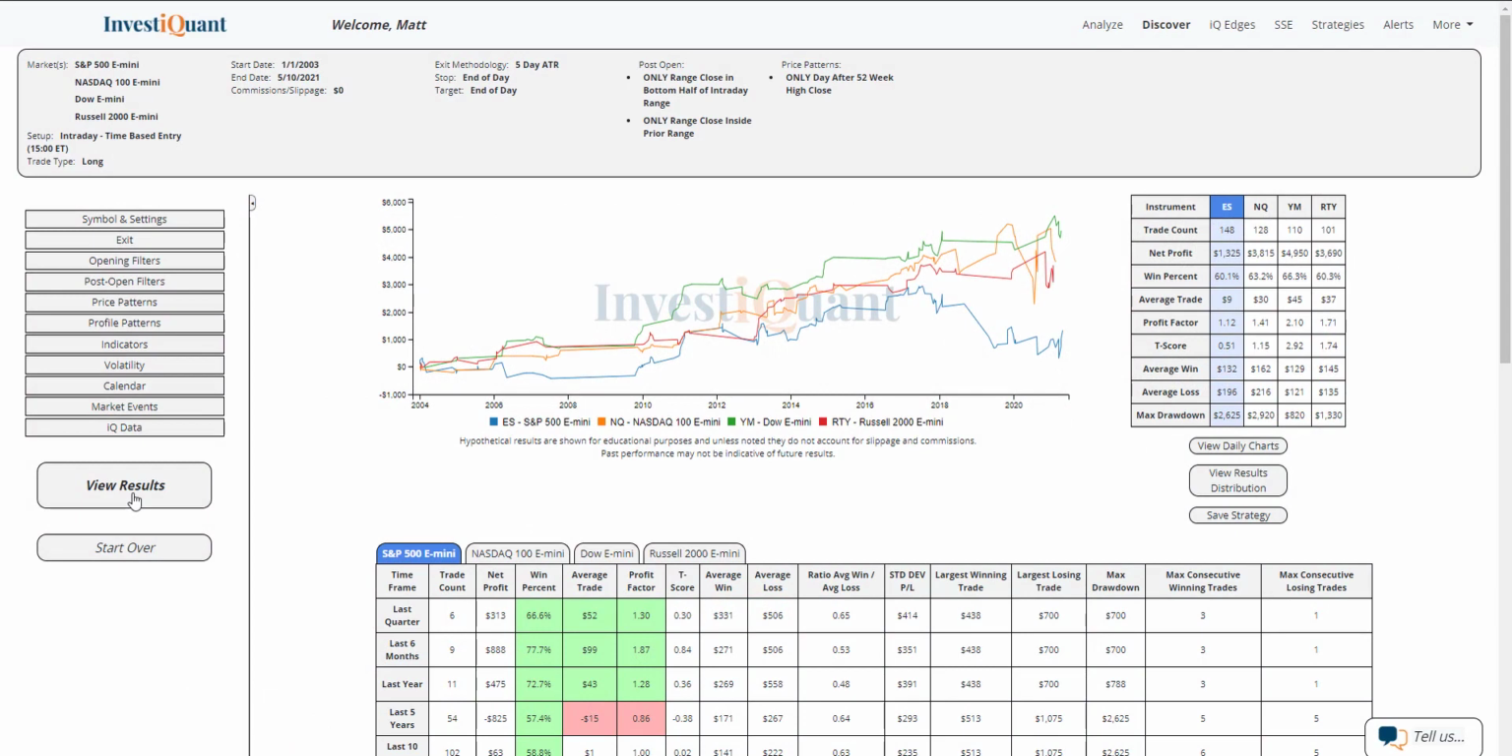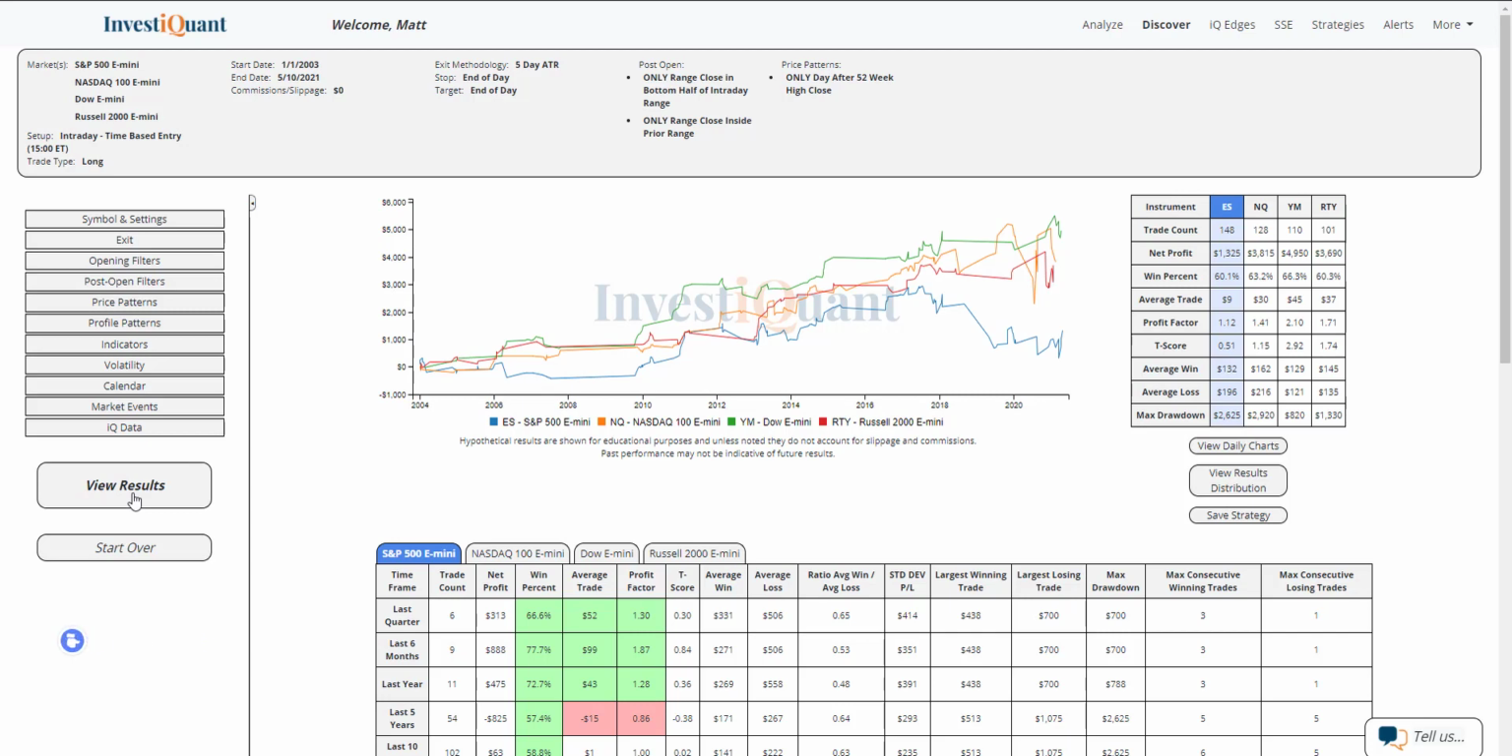And here we go. These are the results based upon entering the market long at 3 p.m. Eastern Time, exiting at the close, 4:15 p.m. Eastern Time, when the prior session closed at a 52-week high. And then at 3 p.m., you are trading within that range from the 52-week high close, but in the bottom half of the intraday range. So the bottom 50% of the range that's taken place so far today.